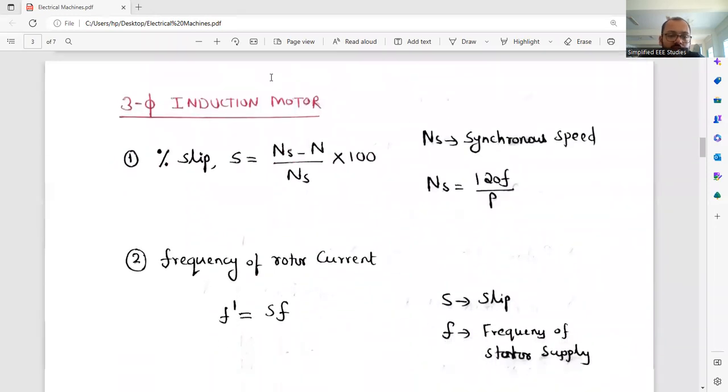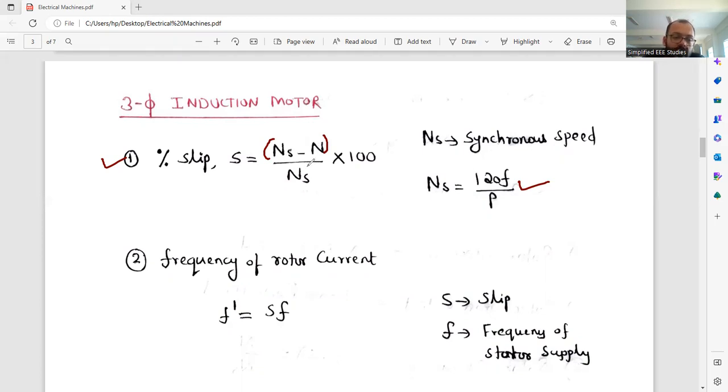Now I am going to enlist the various equations related to three-phase induction motor. It is an AC machine. So the important point is percentage of slip. That is Ns minus N divided by Ns into 100. Ns is known as synchronous speed. You can calculate it by using the formula 120 F by P, where F is the stator supply frequency, and P is the number of poles. Ns minus N is known as slip speed. Okay, difference in synchronous speed and rotor speed. Ns is synchronous speed, N is known as rotor speed.